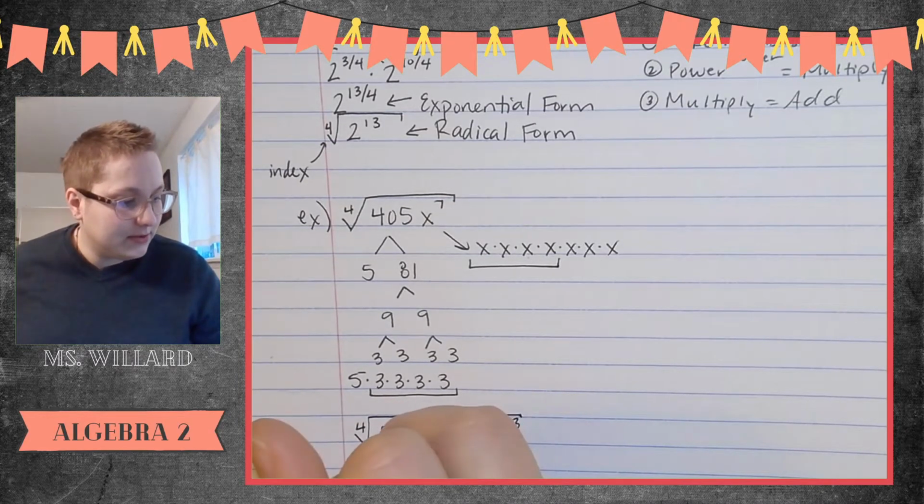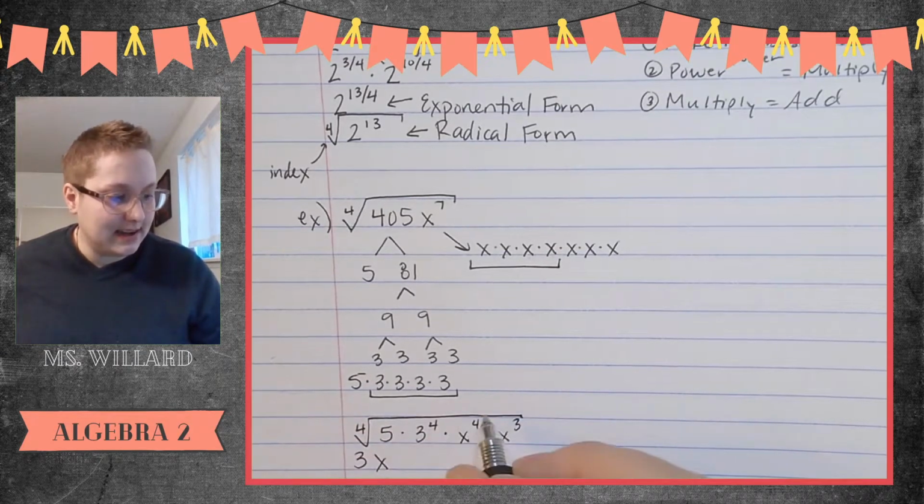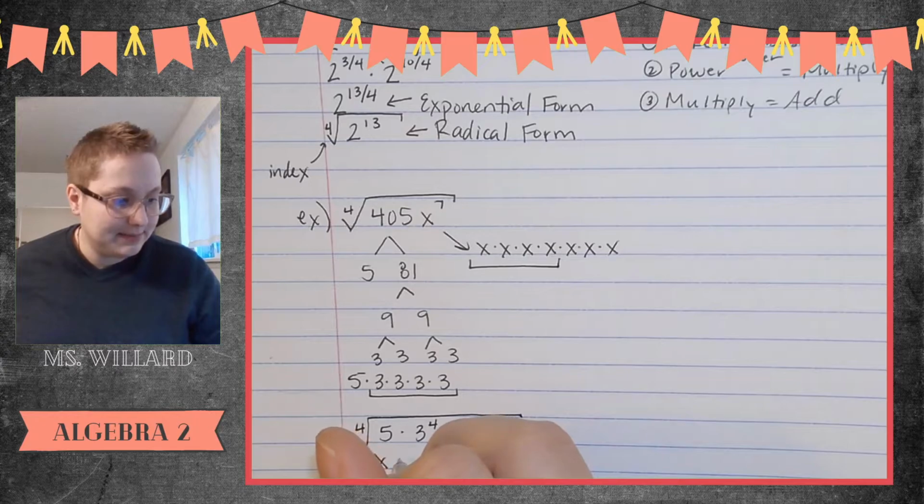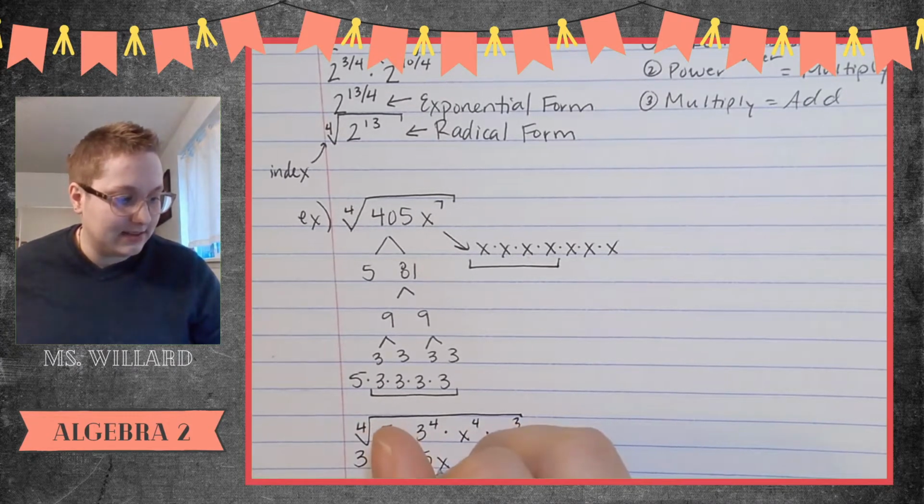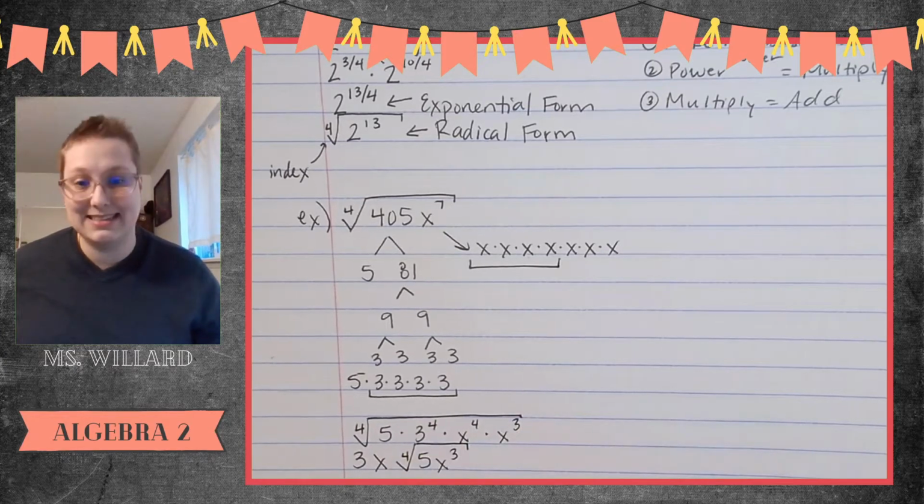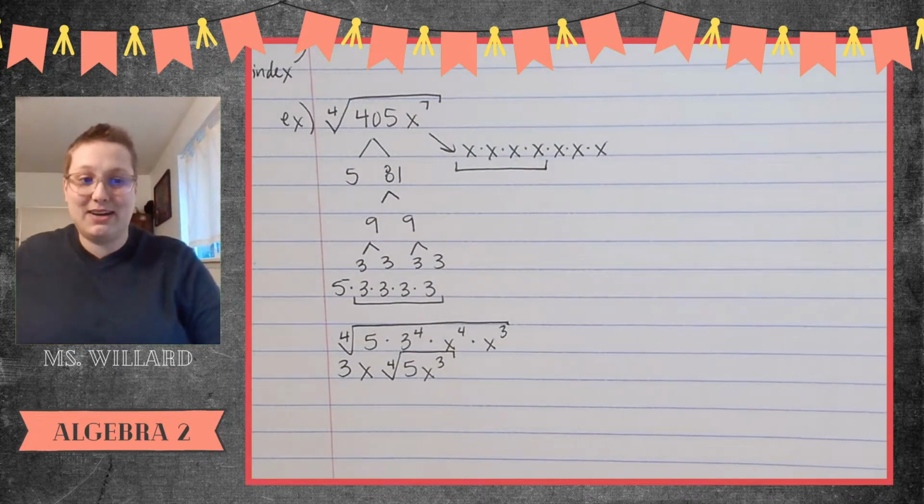So this 3 is going to get canceled with that 4. And this x is going to get canceled with that 4. But the 5 doesn't get canceled and the x to the third doesn't get canceled. So they stay inside. They're so sad and lonely. They stay inside. So that's my final answer.